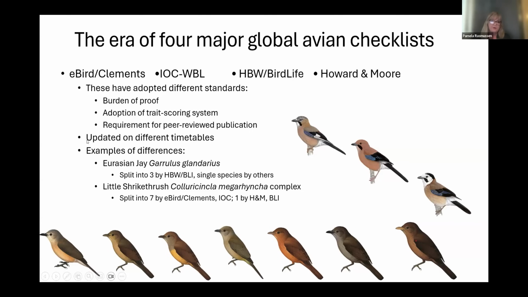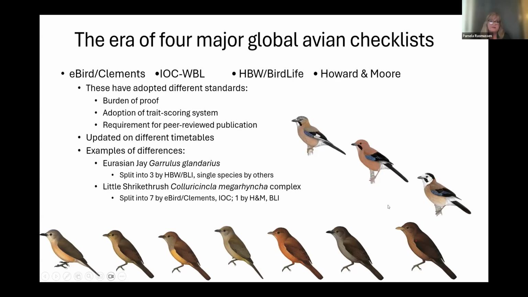And importantly, they were updated on different timetables. And I think Marshall's going to talk more about that. So here's a couple of examples. I won't go into the details, but for example, the Eurasian jay, which has many, many subspecies, was split into 3 species by HBW, Handbook of Birds of the World and BirdLife, but the others retained them as a single species. It won't stay that way forever because we know that there's a lot of geographic variation, genetic and vocal, et cetera, and we just don't have a sufficient amount to make those decisions. But BirdLife felt that they did, based on their 7-point system.